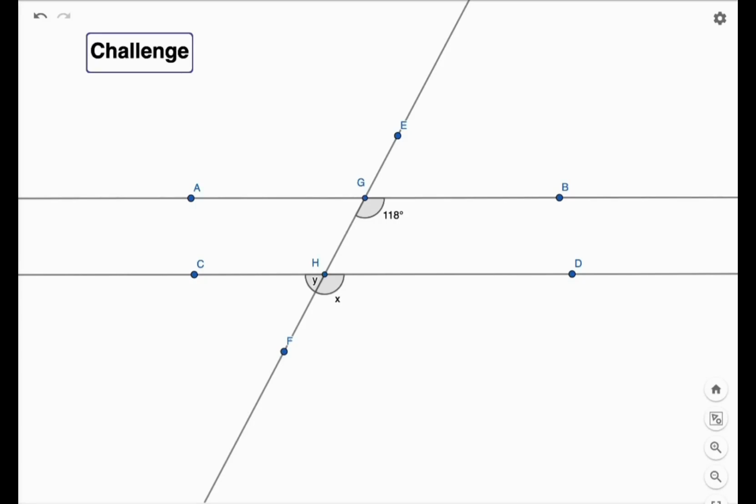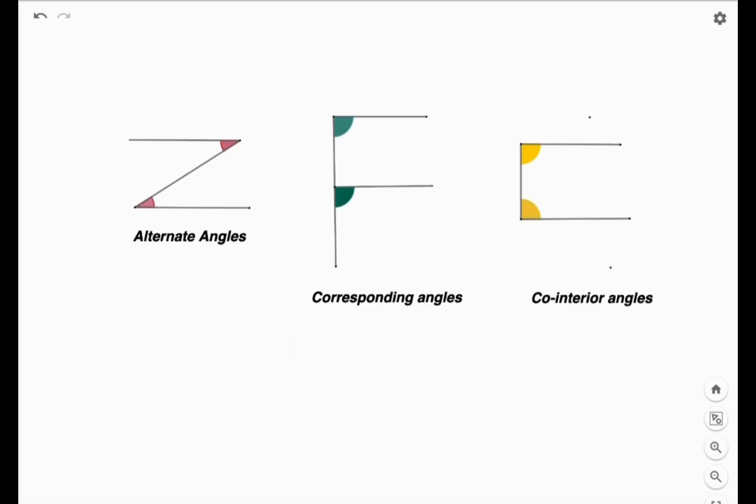Most people think geometry looks confusing, but this question can actually be solved in seconds. Can you find x? Here's the trick. Here are the only three patterns you will need.